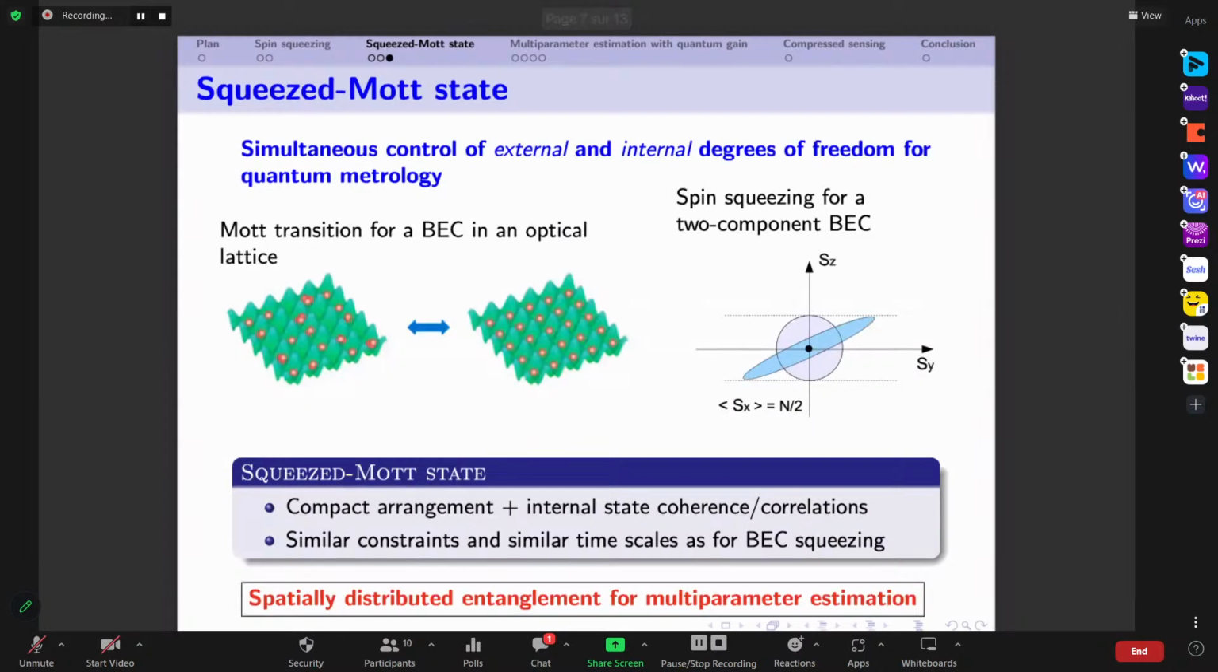Okay, so now imagine that we have this at our disposal. We have in an optical lattice one atom per site. All these atoms are two-level atoms, but they share correlations. They are squeezed as an ensemble. And the idea is that we would like to use this system to perform multi-parameter estimation.